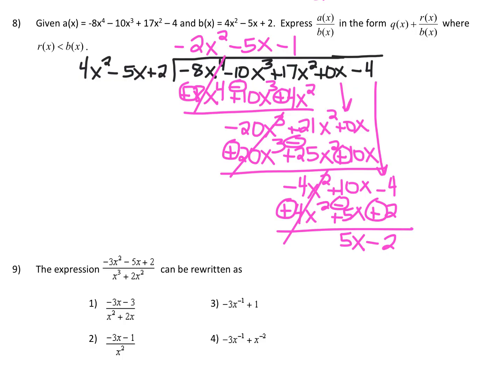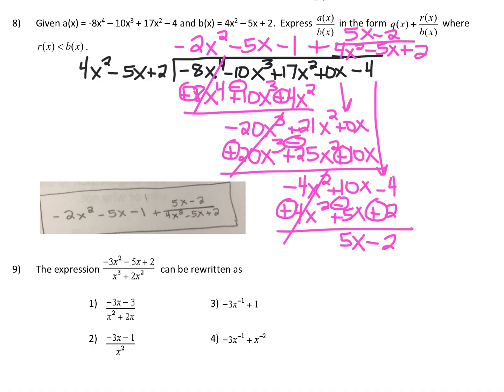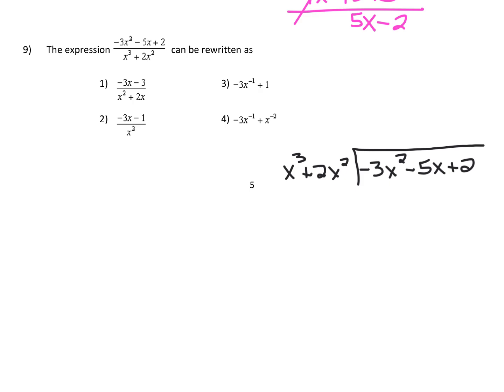So we're going to have plus, the remainder was 5x minus 2, and we're going to put that over this right here, what we were dividing by. So 4x squared minus 5x plus 2. All right, so there we have it. All right, number 9. Okay, so this one's kind of like a challenge one, a bonus one.